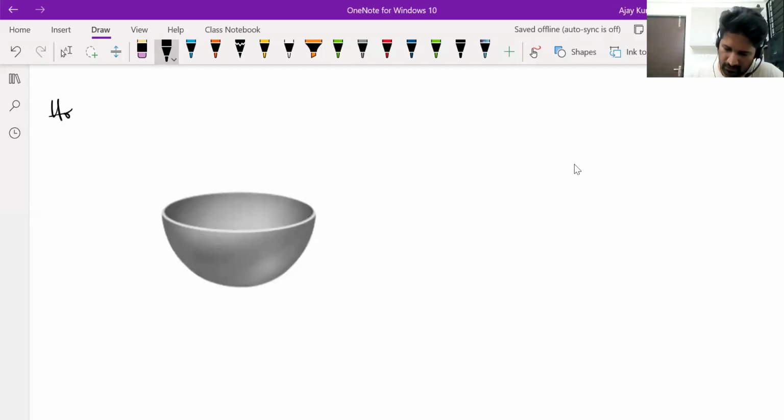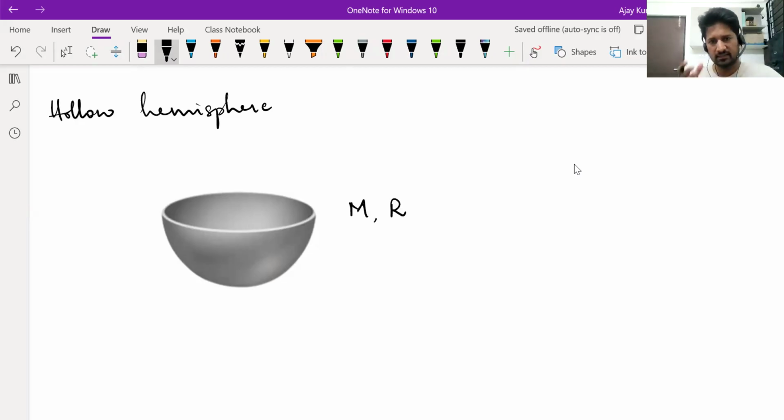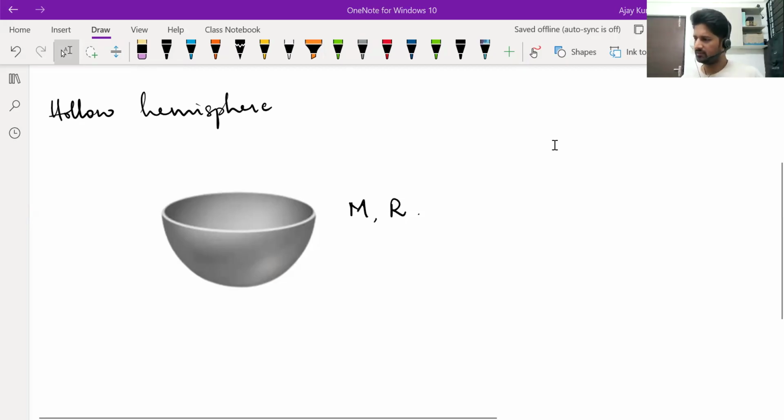Consider a hollow hemisphere. Assume its mass is m, radius is r. The hemisphere's mass itself is m. I want you to derive its moment of inertia about a diametrical axis.